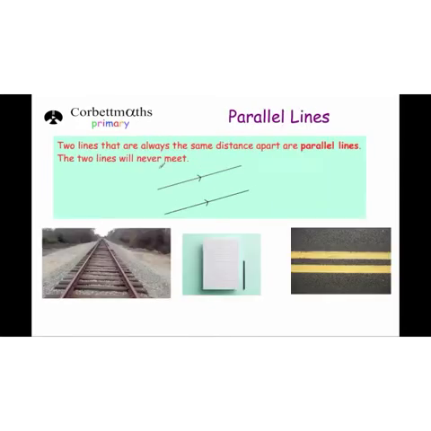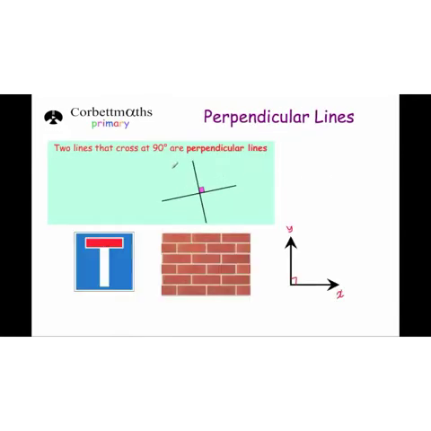So parallel lines are two lines which stay the same distance apart and never meet, and perpendicular lines are lines that cross each other at 90 degrees. They have to cross or meet at 90 degrees, and then they would be perpendicular.